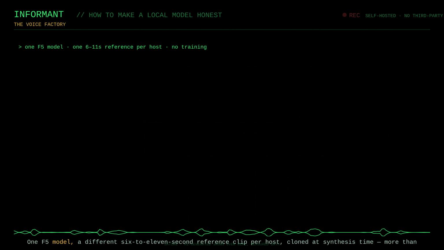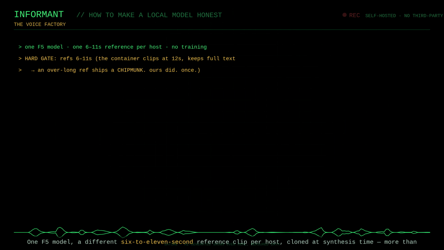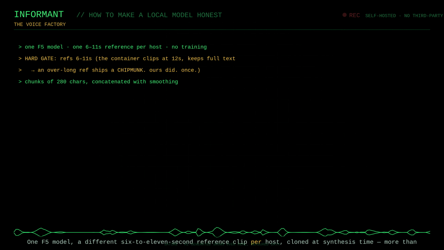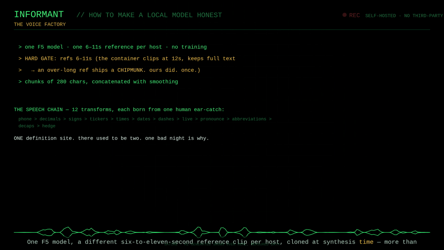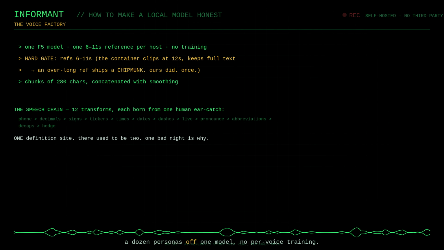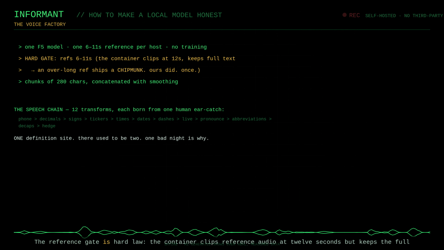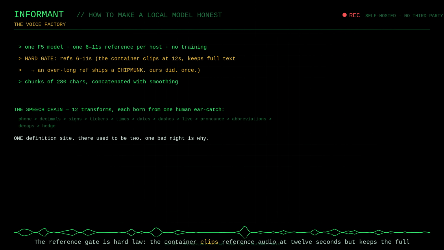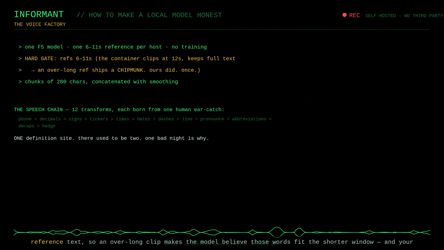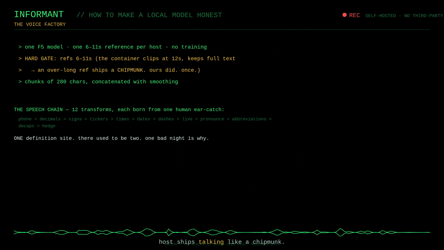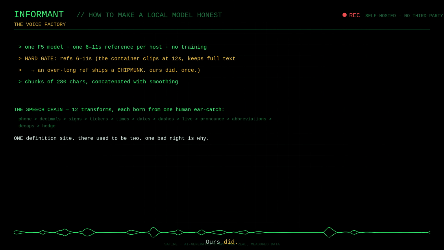The voices. One F5 model, a different 6 to 11 second reference clip per host, cloned at synthesis time. More than a dozen personas off one model, no per-voice training. The reference gate is hard law. The container clips reference audio at 12 seconds, but keeps the full reference text. So an overlong clip makes the model believe those words fit the shorter window, and your host ships talking like a chipmunk. Ours did. Once.